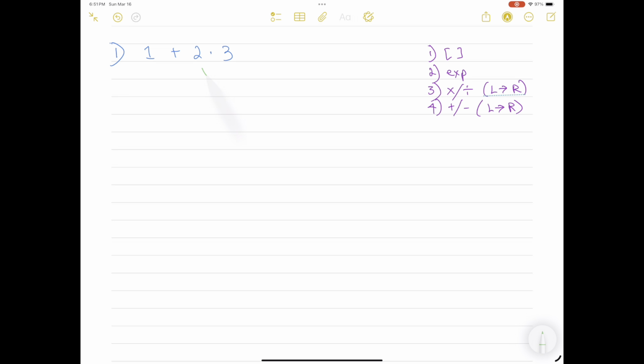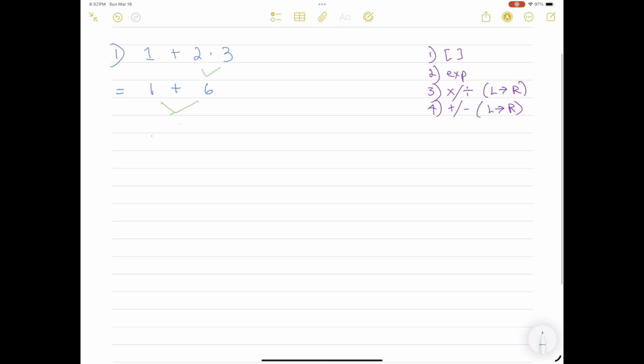So we look at this problem and we see there are no brackets or exponents, so we start with the multiplication. 2 times 3, which equals 6. We write that down, bring down the rest of the problem. Now we have 1 plus 6, which equals 7. And we box our answer.